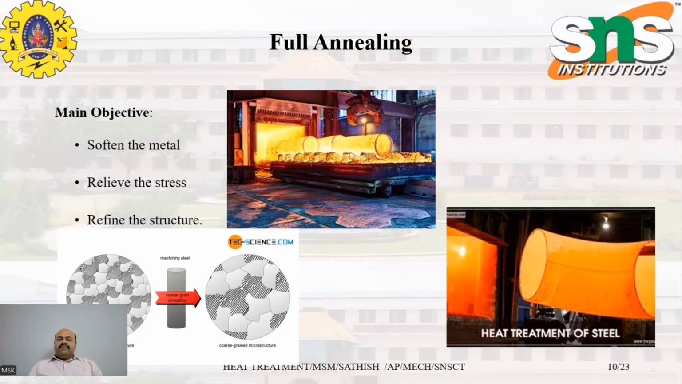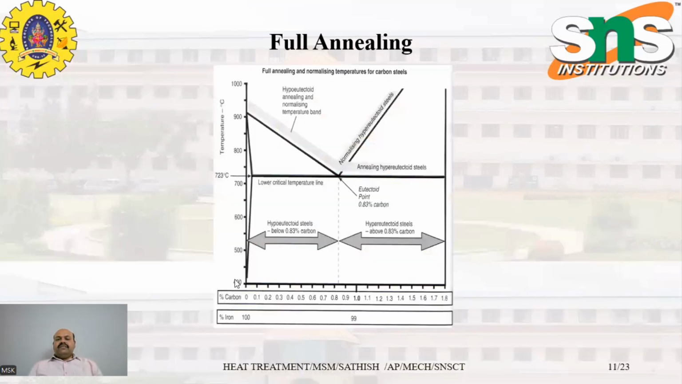The purpose or the objective of full annealing is to soften the metal, relieve the stress, and refine the structure. So this is what happens when you go from a microstructure like this, and coarse grain annealing will change this machining steel into this coarse grained microstructure. This is the equilibrium diagram which indicates the full annealing and normalizing temperature for carbon steels.